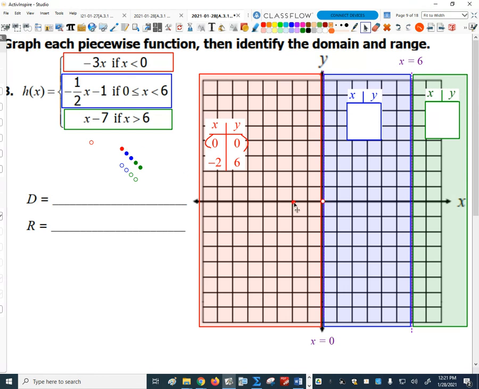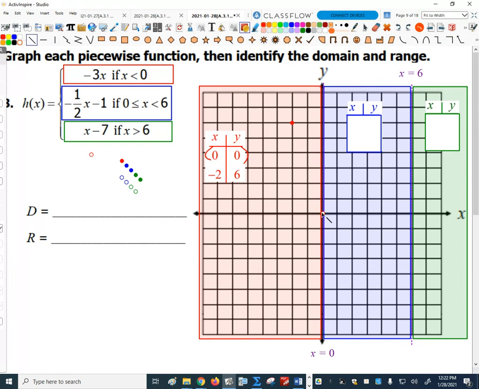Negative 2, positive 6, sorry. I go up 6. And that's all I need to graph my ray. So I start at my endpoint at the boundary, and I'm just going to go up through that point forever, like that. Okay, everybody give me 1 to 5.